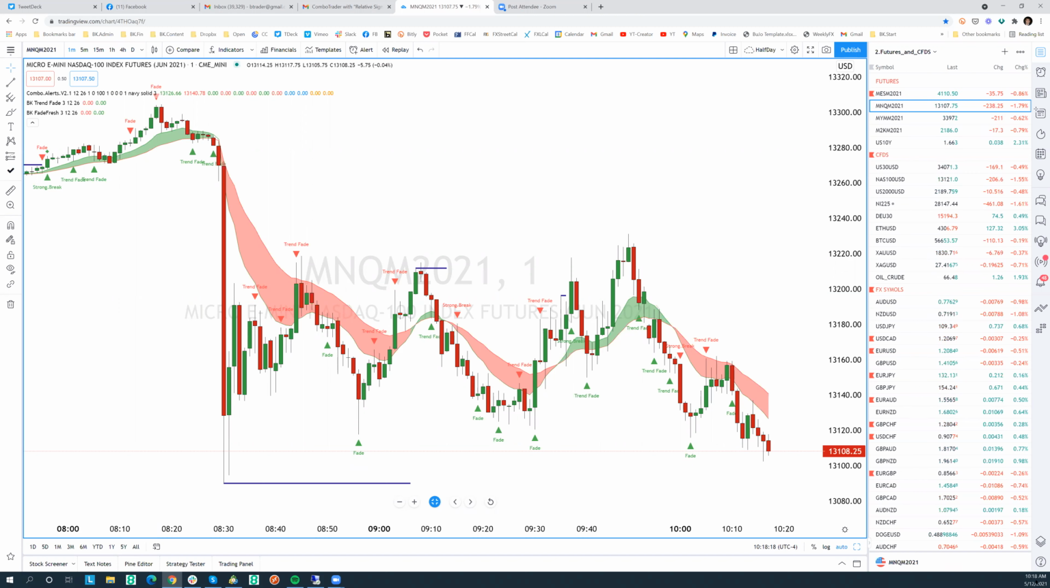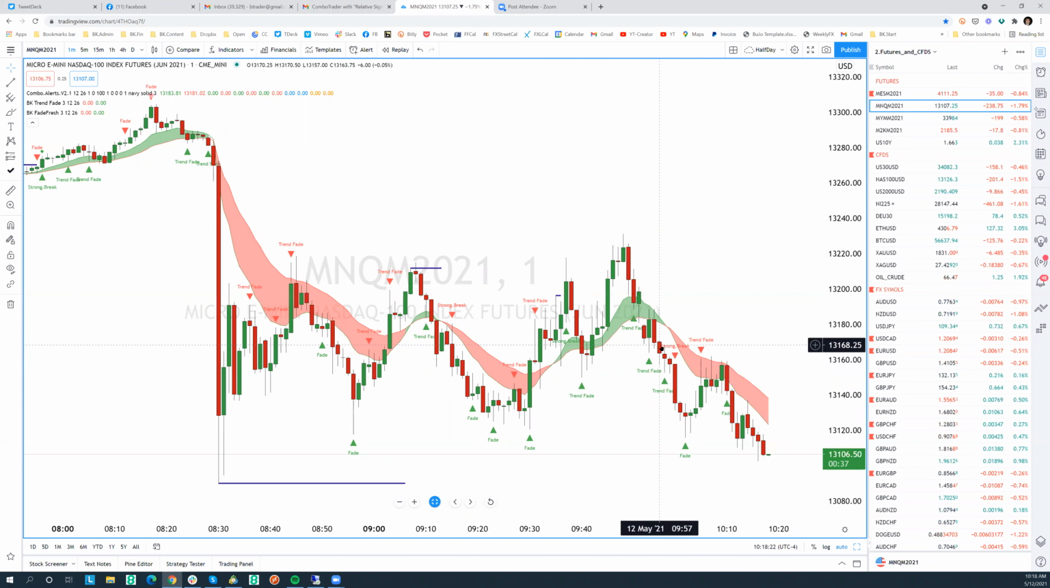Ooh, TradingView just froze. Wow, it's lagging. The market, the NAS is actually up like 315. Wow, this is really lagging here. Holy cow, man! Finally catching up. Well, man, there's a lot of lag on TradingView today.